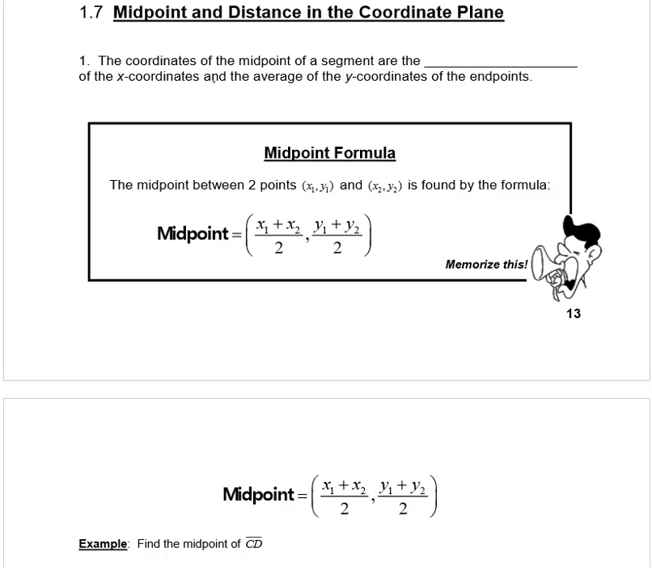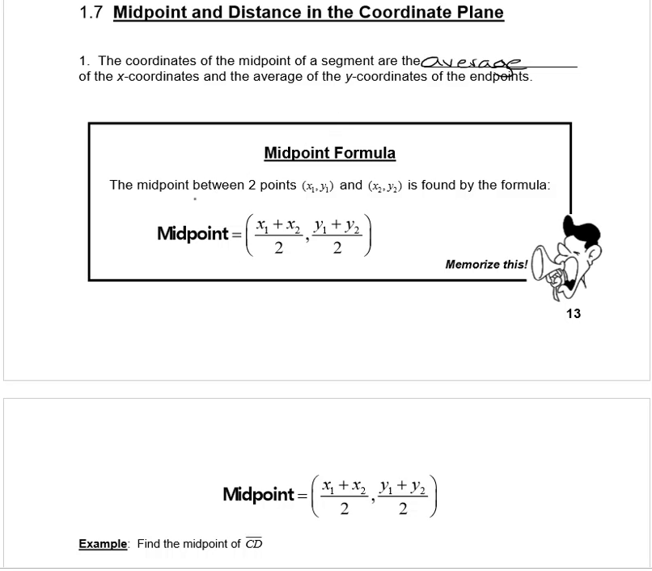So for 1.7, we'll talk about the midpoint, the distance, and the coordinate plane. It says for number one, the coordinates of a midpoint of a segment are going to be the average of the x-coordinates and the average of the y-coordinates at the endpoints.